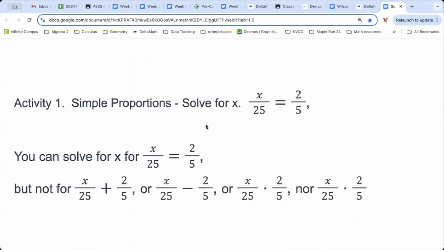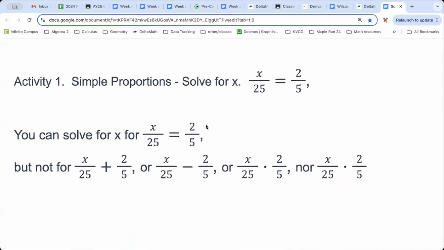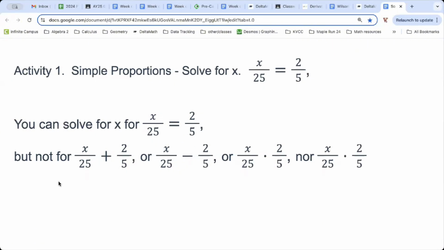Okay, let's first take a look at how to solve for x in a simple proportion. So x over 25 is equal to 2 over 5. That's a simple proportion, and we can solve this because it is an equation. You can't solve something that's not an equation. So hopefully we know that already.